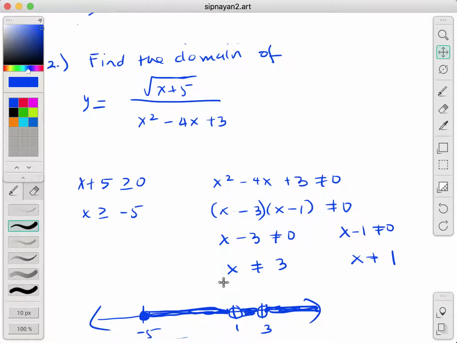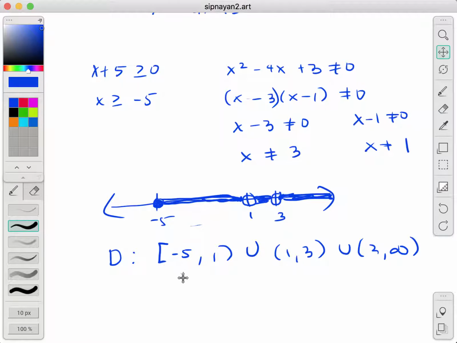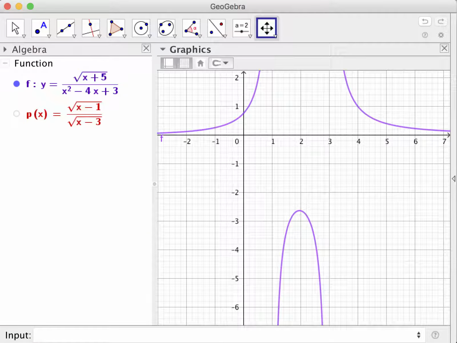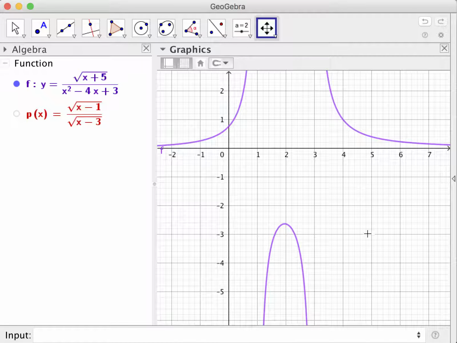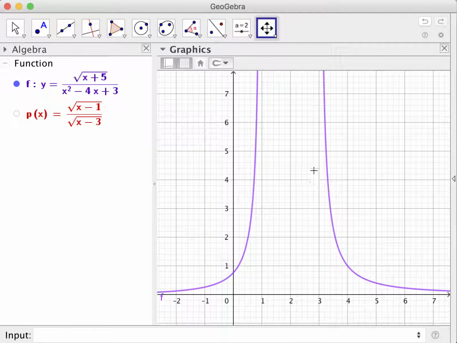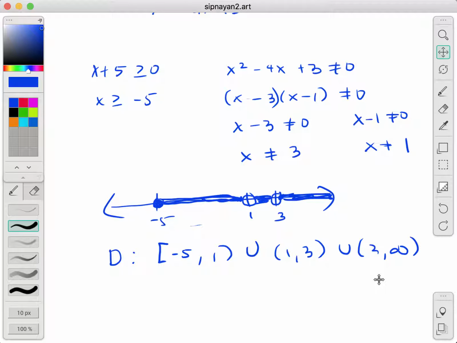Tama ba? Negative 5 to 1, not including 1. And then 1 to 3, not including both numbers. No? Not including, it means not including 1 and not including 3. So, from 1 up to 3, no? Ganyan. Nag-approach sila sa 1 tsaka sa 3. And then from 3, from 3 here, sa line na to up to infinity, no? Which is the same as this one. Okay, so mukhang tama tayo, no?